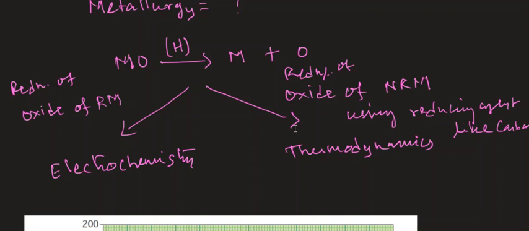So this is reduction by thermodynamics, and this is possible in the case of non-reactive metal oxides, so that the oxygen can be conveniently removed. Whereas in the case of a strongly reactive metal which has formed a metal oxide, it would be very difficult to remove the oxygen even at elevated temperature. In that case, even by using any other reducing agent, we have to adopt a technique called electrochemistry. So this is the electrochemistry principle of metallurgy, and this is the thermodynamic principle of metallurgy.